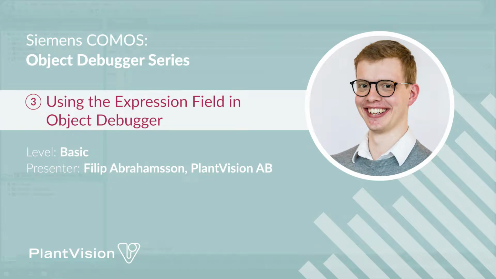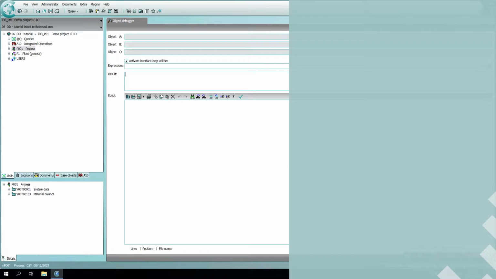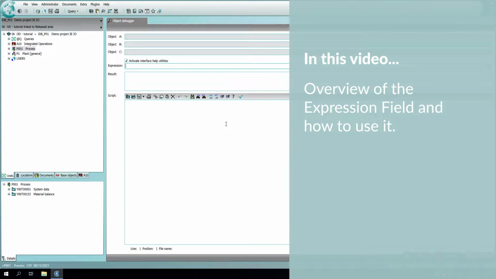This video is part of our Object Debugger tutorial. If you haven't seen my previous videos where I go through the overview of the tool and also the different data types and how they are used in COMOS, please check them out. They're linked in the description below. In this video, we will look at the expression field and how to use it.